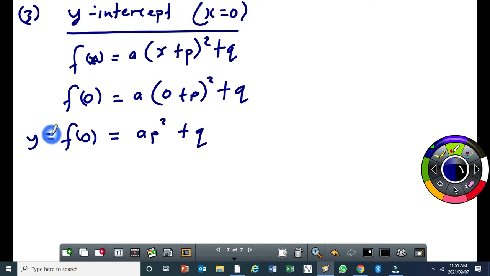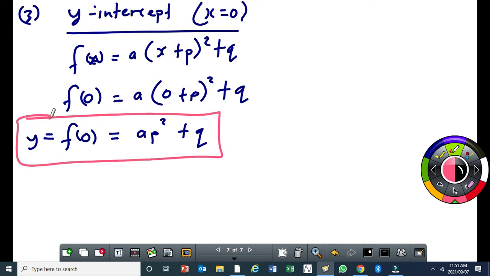Remember that f(0) there is going to be the value of y. So your y-intercept is going to be given by that. Okay? All you have to do is identify the value of a, multiply it by the square of p, then you add the value of q. You get your y-intercept. Okay? Very straightforward. Right, then after the y-intercept, you need to move on to the turning point.